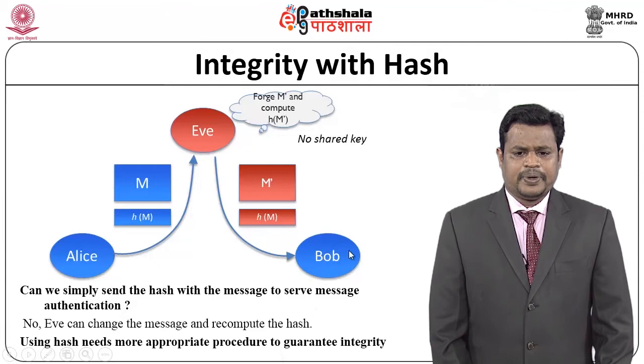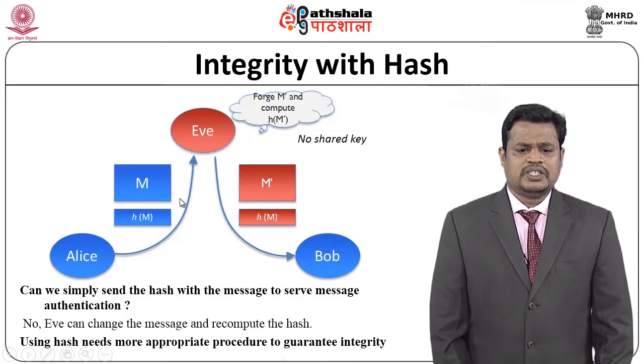But after recomputing that, it is very difficult to get back the original message, because M is different from M dash, so the message is not accepted by Bob. That is what happens in the case of integrity.